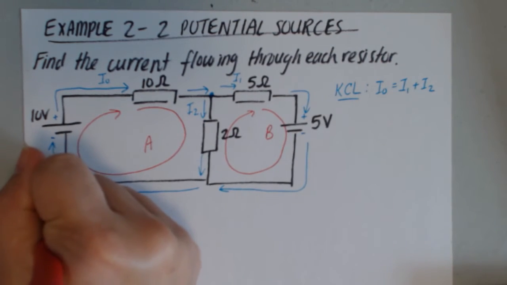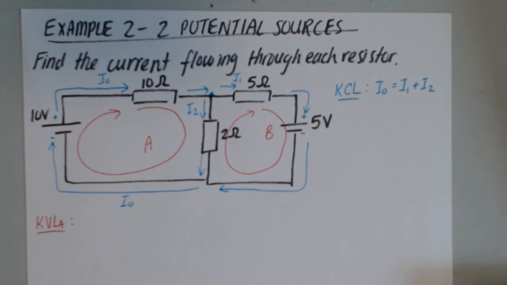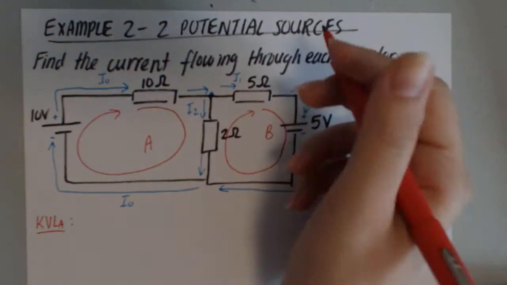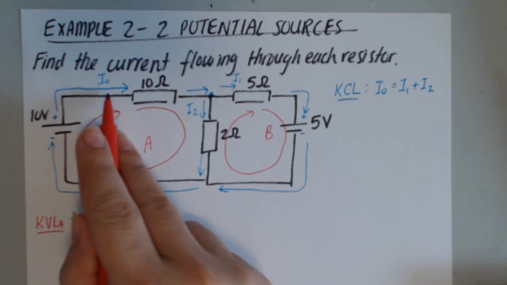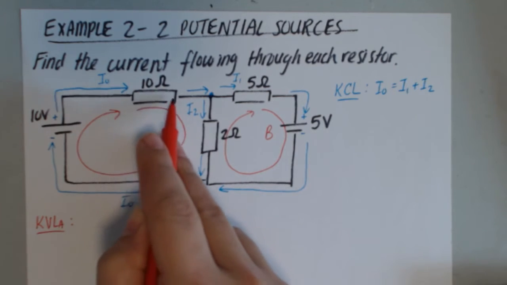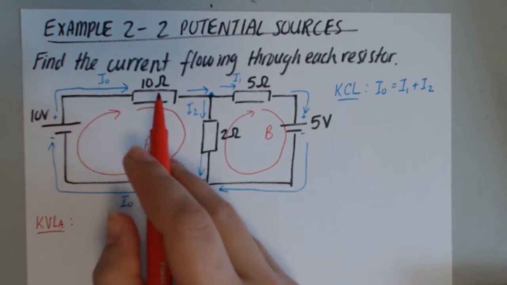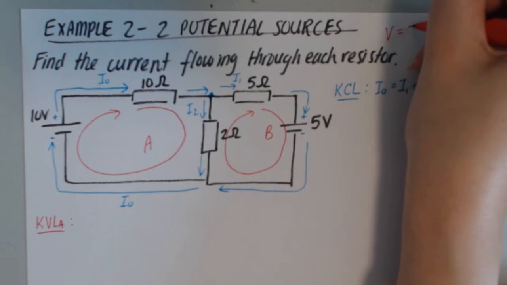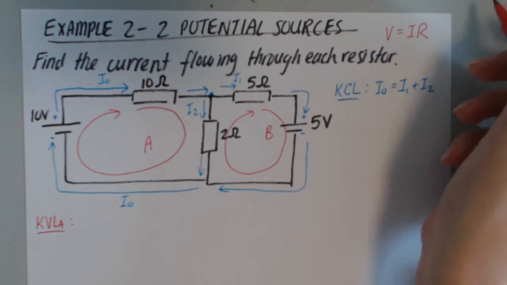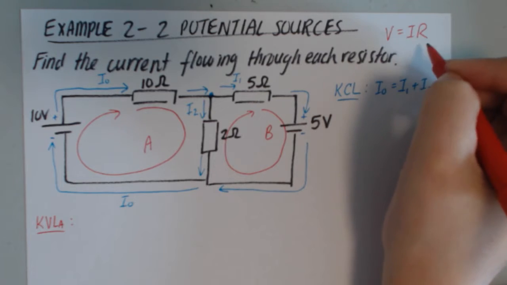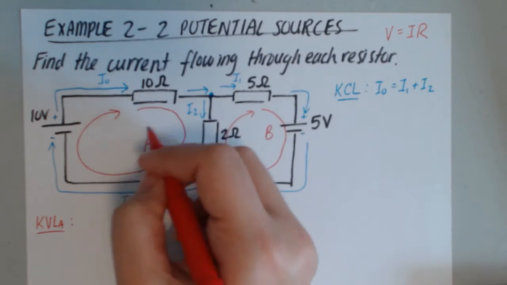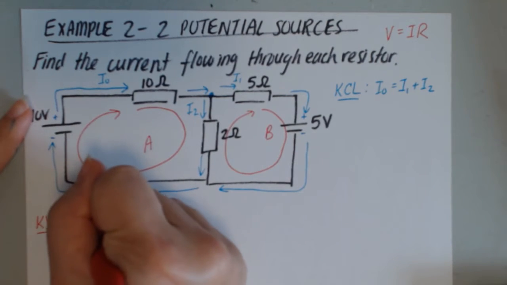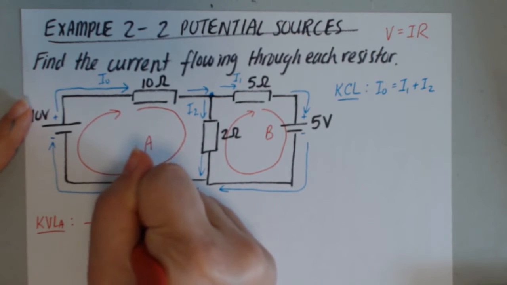All right, Kirchhoff's voltage law, loop A. Starting from the top, I can see that my current I0 is traveling through the 10 ohm resistor. That means there's going to be a voltage drop here. And according to Ohm's law, V is equal to IR, I can represent voltages as simply the product of current and resistance when I don't have the actual voltage value. So this will be a voltage drop. That's going to be minus I0 times 10 ohms.